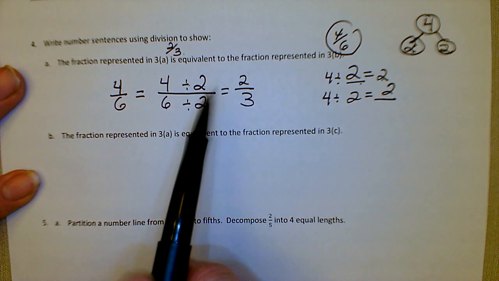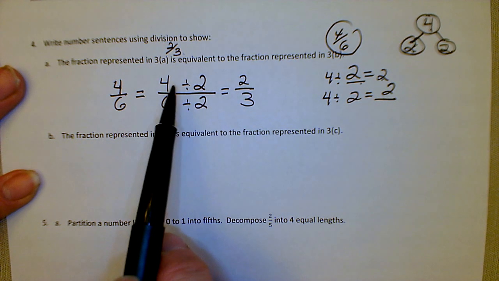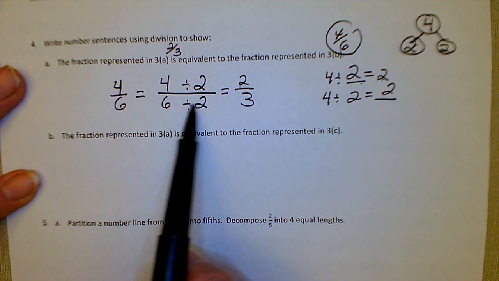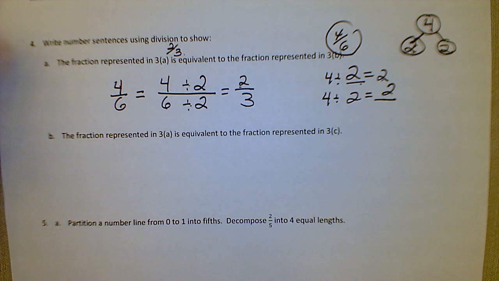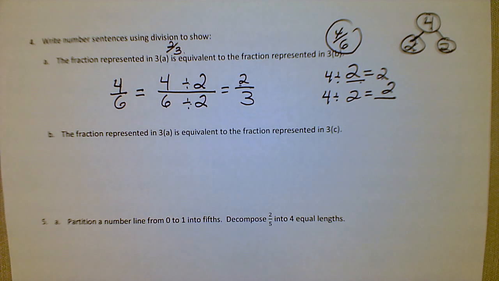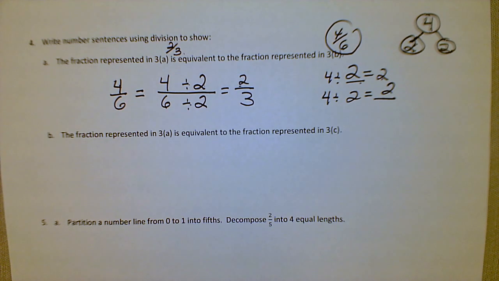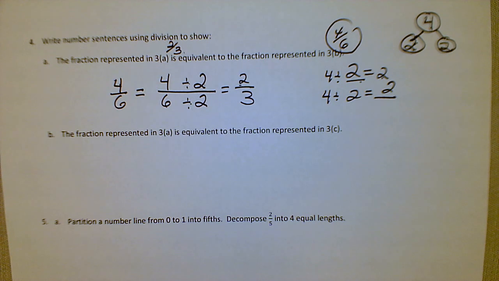number sentence. So when I look at this, I can see that 4 divided by 2 is 2, 6 divided by 2 is 3, and yeah, it worked. We just proved it mathematically. So I believe that you can do 4B, which is very similar. We've been doing a bunch of these now. We've been actually working on these for a few days. So I think that you'll be able to do it.